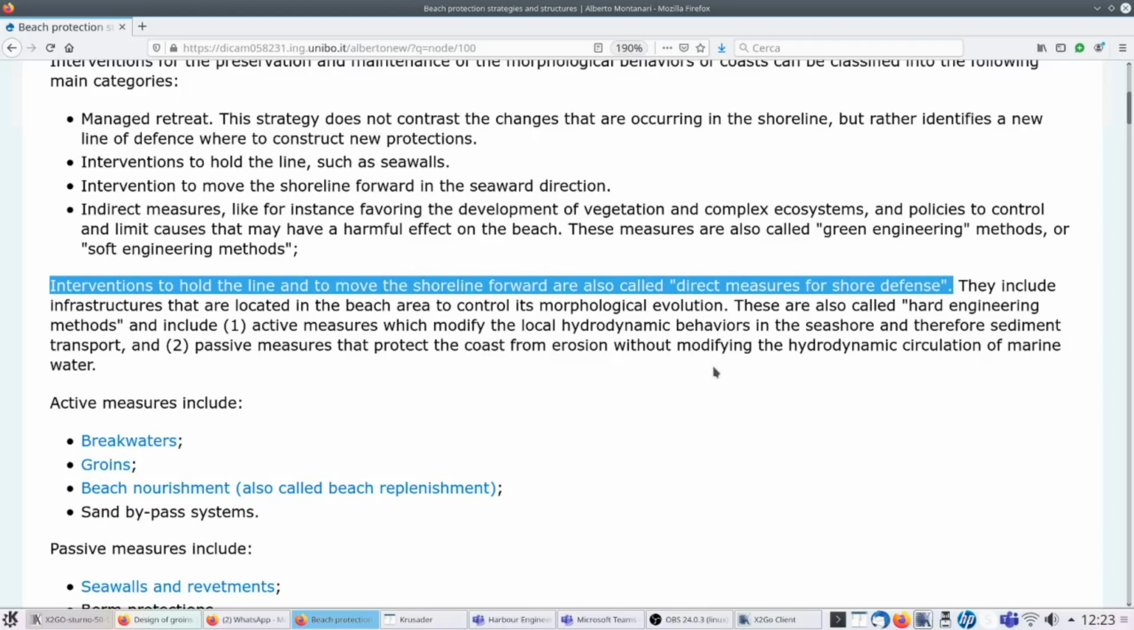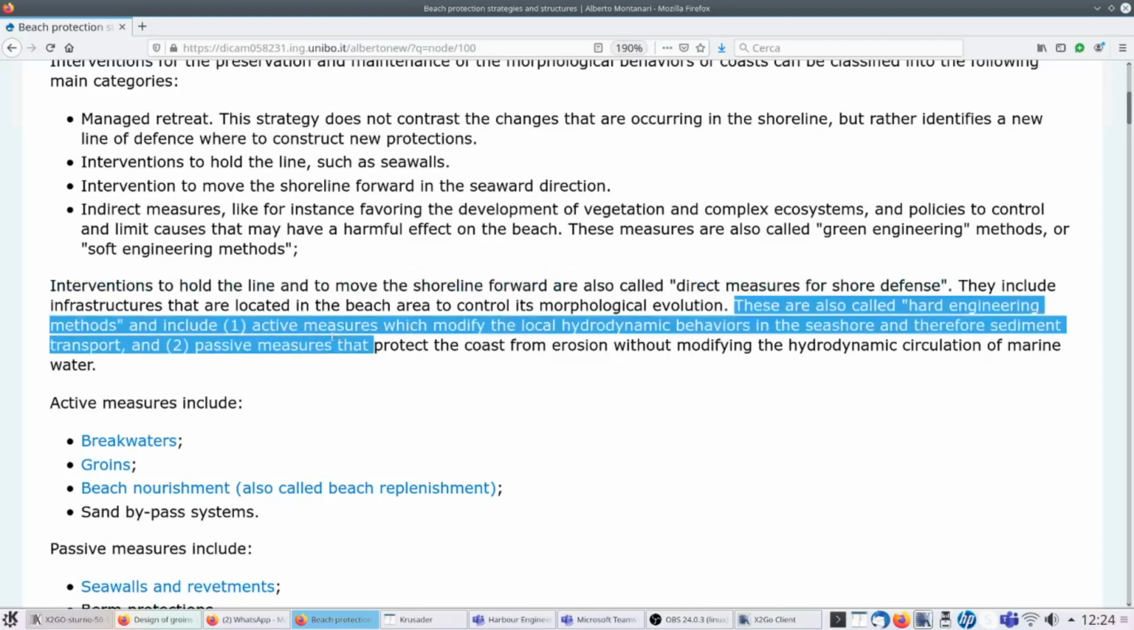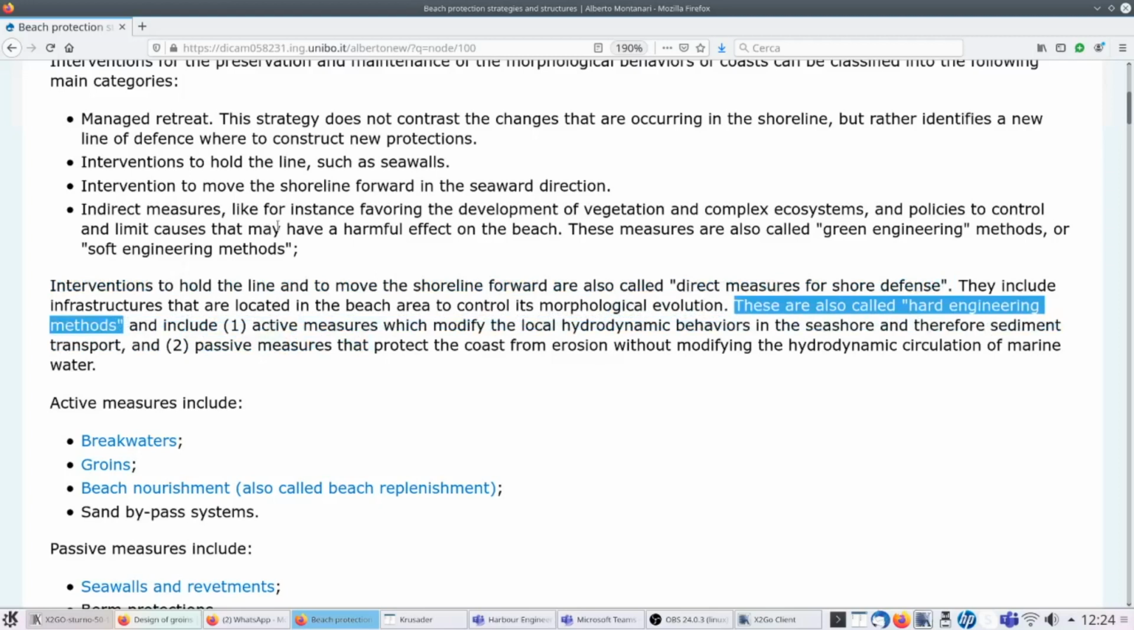they involve a direct intervention of humans by building infrastructures, especially building infrastructures actually. And they include infrastructures that are located in the beach area, and these are also called hard engineering methods. So when you talk about direct measures, measures involving infrastructures, they are also called hard engineering methods.